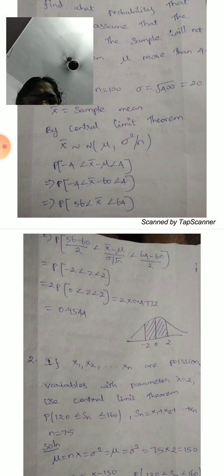Here we draw the diagram for the probability of minus 2 less than z less than 2. We take this value as minus 2, this one is 0, and this one is 2. We have to find this region only, minus 2 to 2.